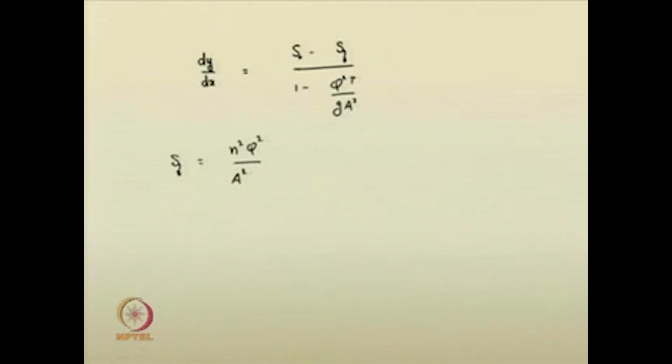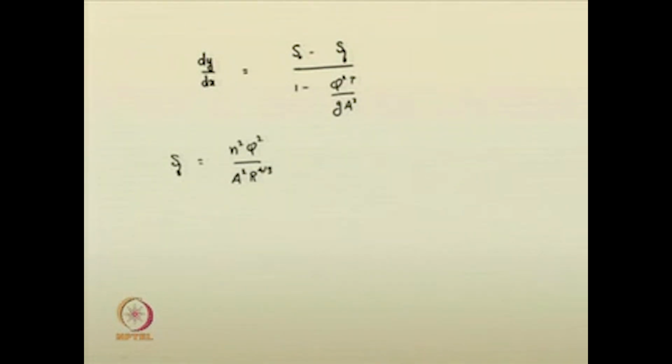So, what is the thing? Just recall your dynamic equation as dy by dx equals S 0 minus S f by 1 minus Q squared T by g A cubed. You have seen that the energy slope or the friction slope S f is given, based on uniform flow, as n squared Q squared by A squared R to the power of 4 by 3.